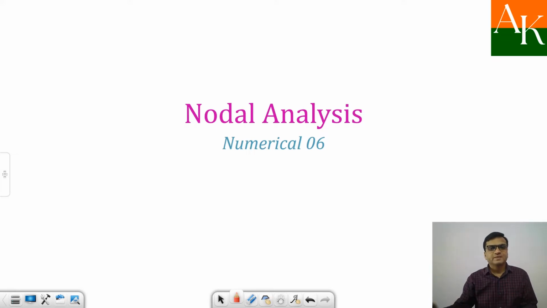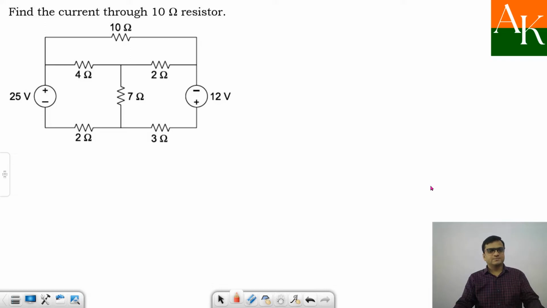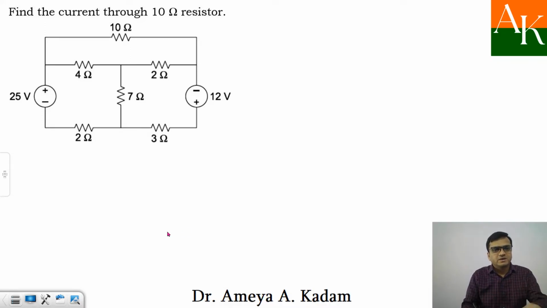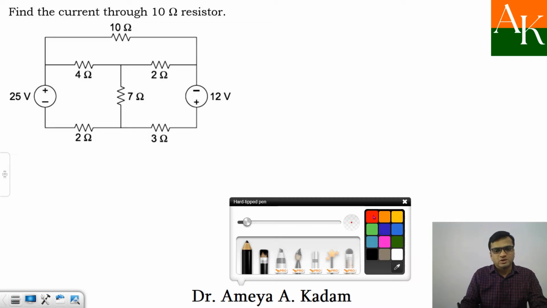Hello students, in this lecture we will see the 6th numerical on nodal analysis. Here the problem statement is: find the current through the 10 ohm resistor using nodal analysis. So the first step in nodal analysis is identification of nodes.